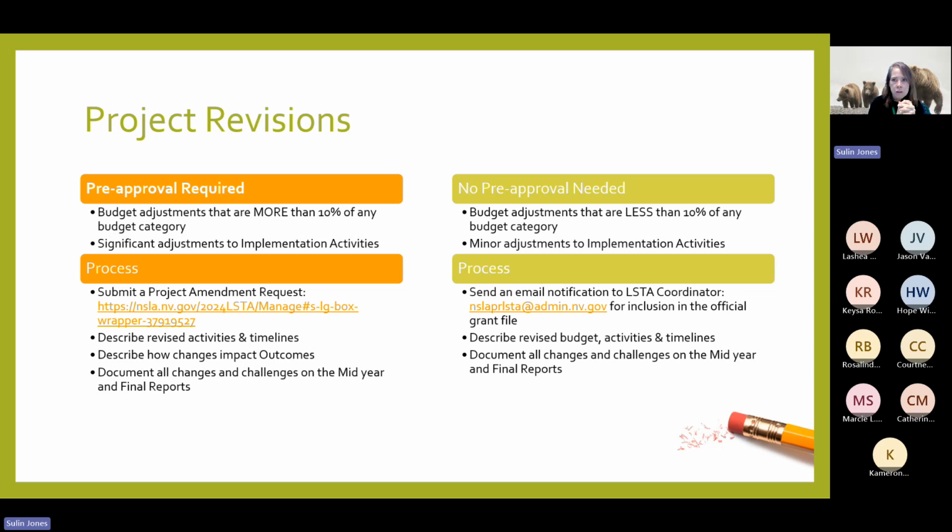If you need to make minor adjustments, right? Just like you're going to change the items that you buy. They're all in the same category, but you're going to use a different vendor, right? That's fine. If you need to move anything around that's less than 10%, you just send an email. Minor adjustments, send an email. Just send an email because that documents what you're doing. I put it in my project files, you put it in your project files. It's all good. So you're going to send it to that NSLAPR LSTA email.